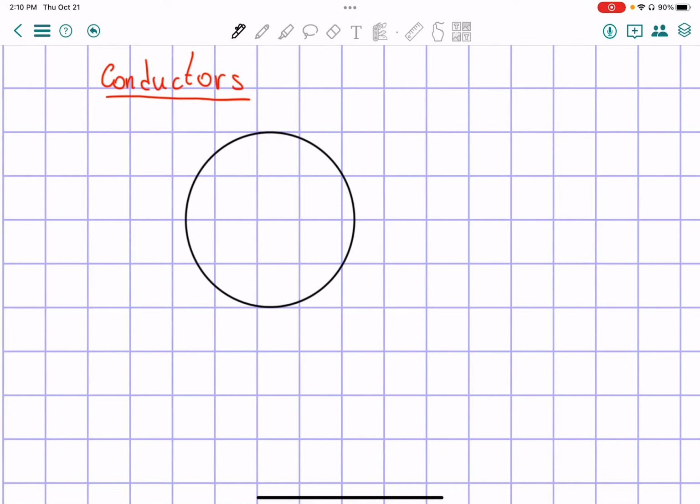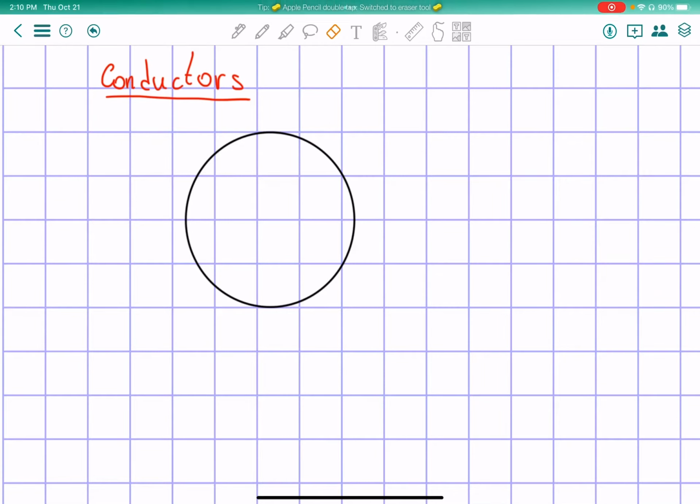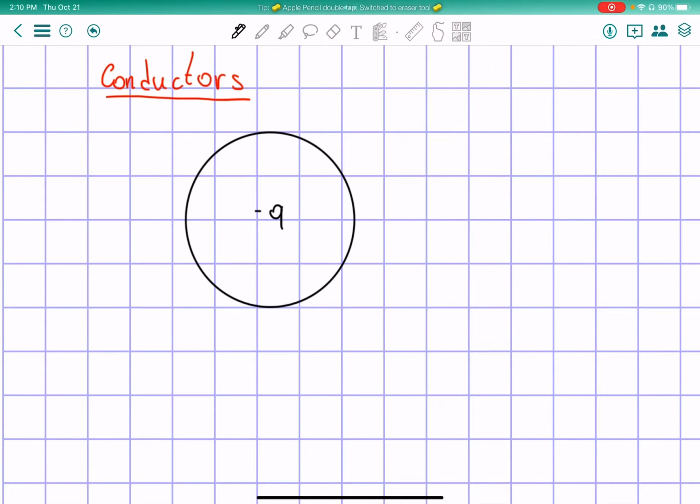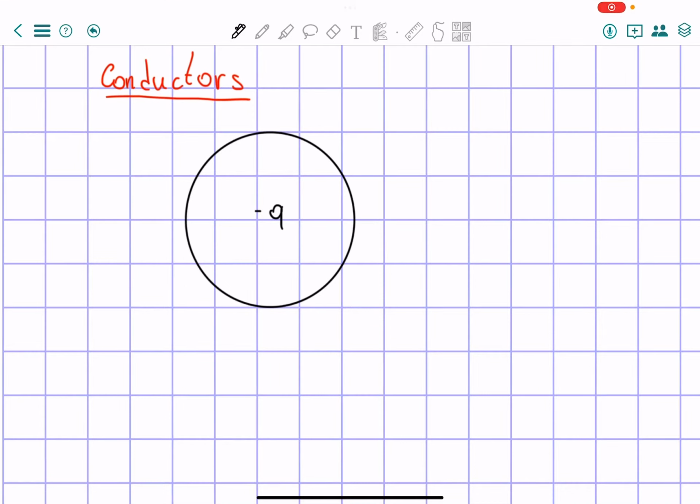So far, we have looked at object charged, but what is the name of this object charged? The name is conductors. Now, conductors can be charged with either a Q, positive Q, or negative Q charge. That's how we name the charge. Positive if it's a positive charge, of course, and negative if it's a negative charge.